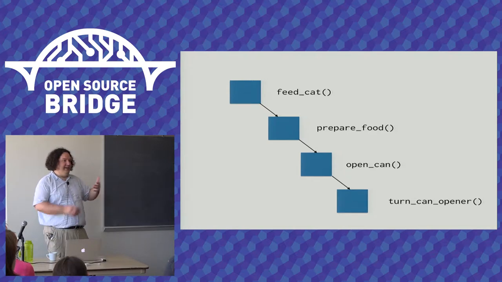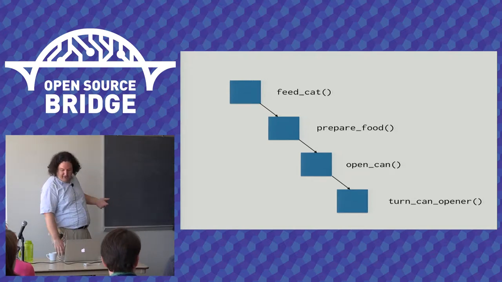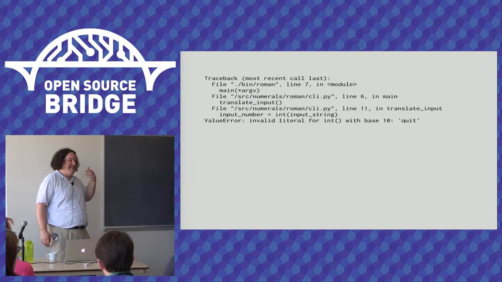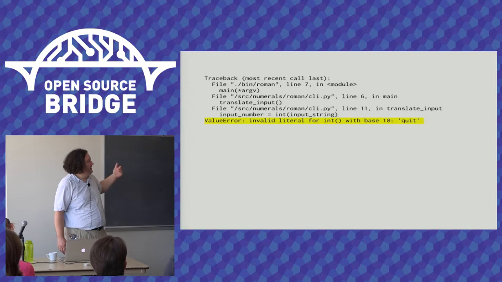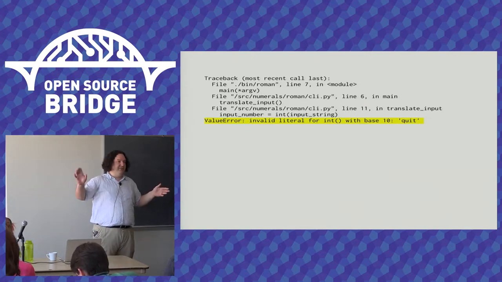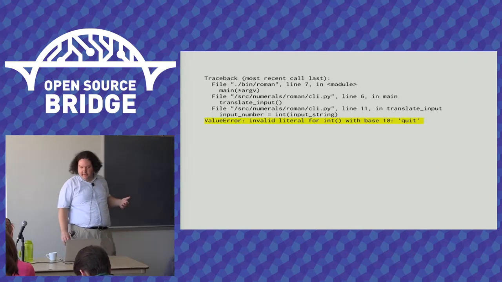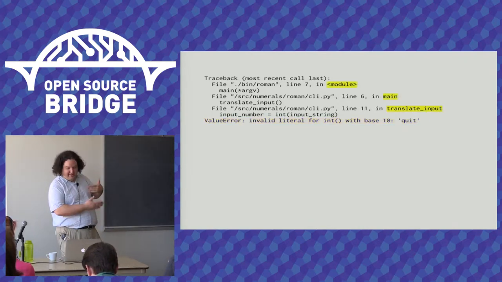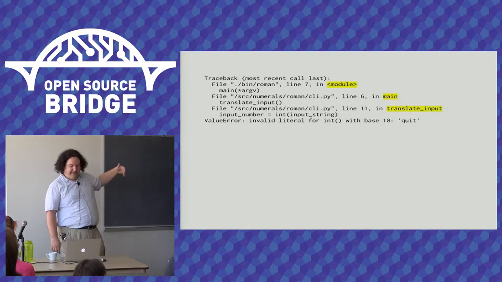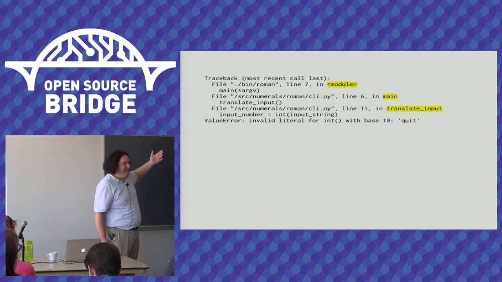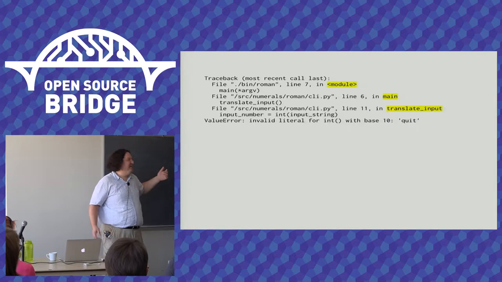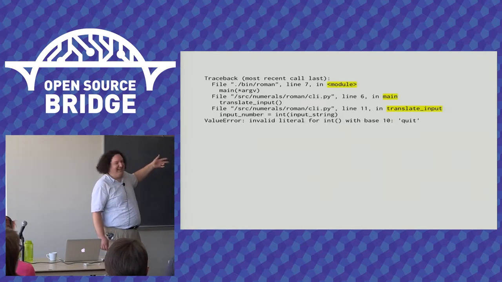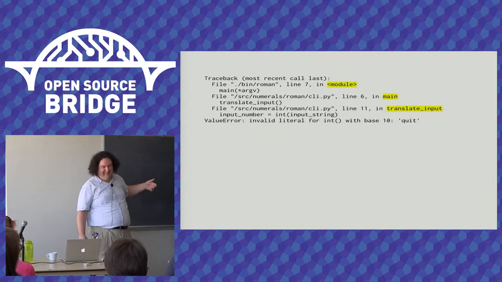Suppose something goes wrong in a step fairly low down in what your program's doing. Your computer deals with it by telling you most of the things you need to know. It tells you what actually went wrong. It gives you what exception it threw, what message was associated with it. For each step that it was on in the process, it gives you what function it was inside. So here in this Roman numeral converter, we're inside module, which means I'm just running a script, but it called out to a function called main, and that called out to a function called translate input, and that's where it blew up.